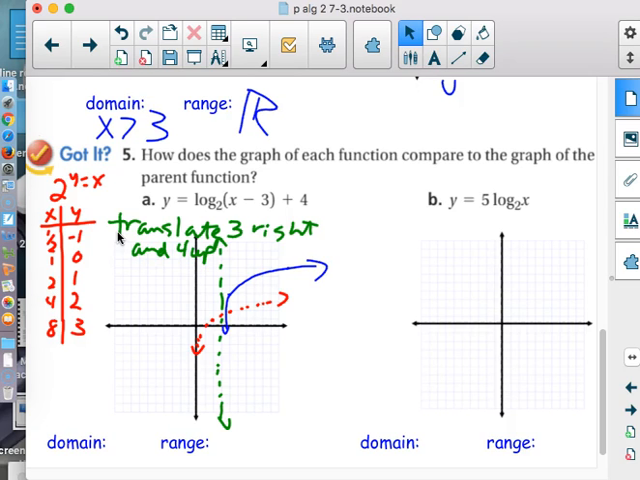Forgot to do the dotted line again. The risk at this point in the year is always that we've done this so often that it's the little steps that we kind of miss, the little details. We're so good at H and K. Make sure you talk to your partner about that domain and range.